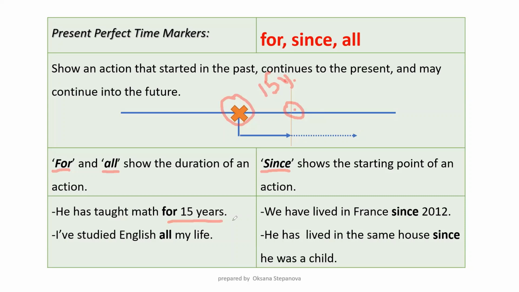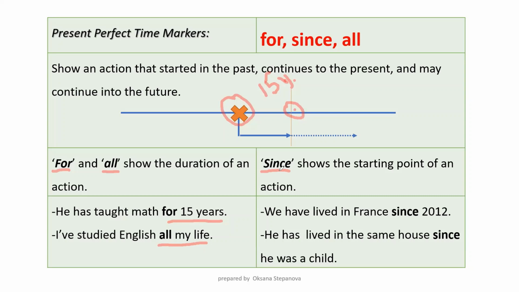All right. I have studied English all my life. It will be the same example, all my life, but we don't know whether I have stopped studying English, or I'm still doing it until now. There is no particular time. That's why we use present perfect.